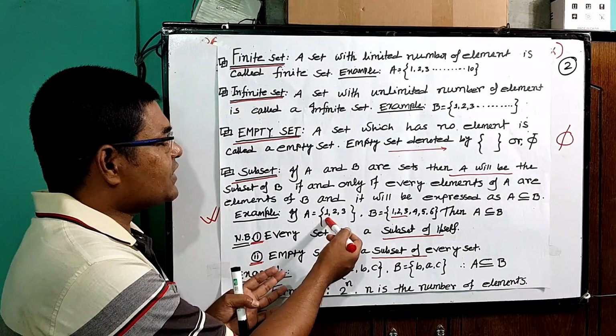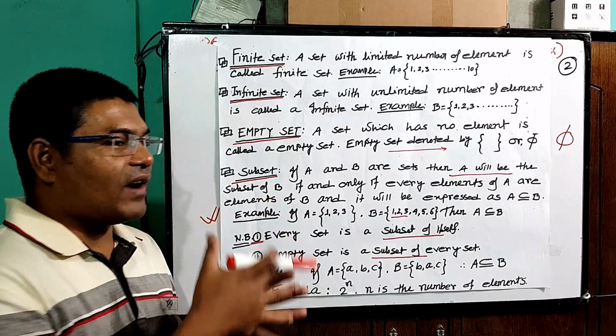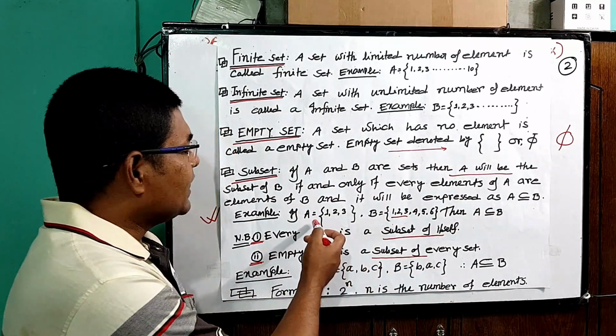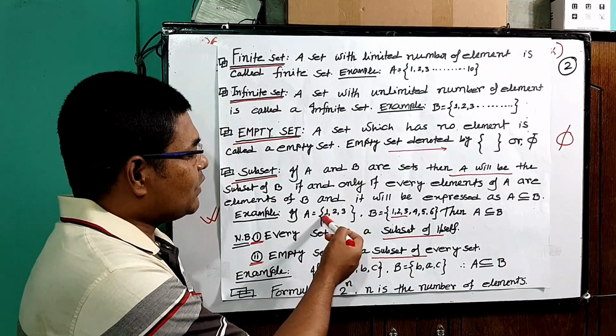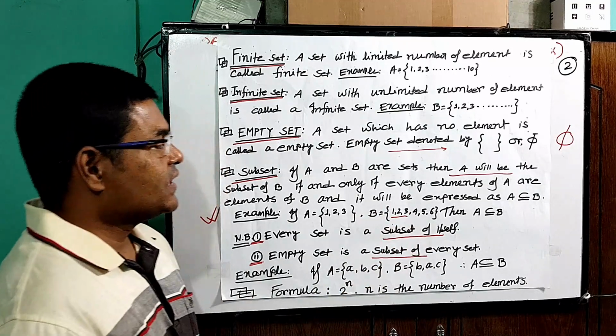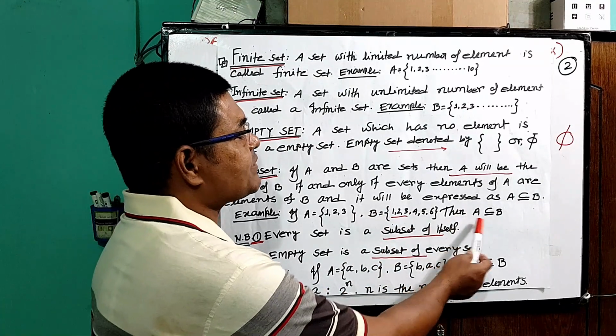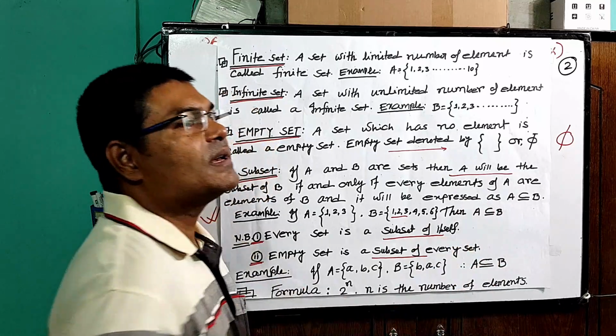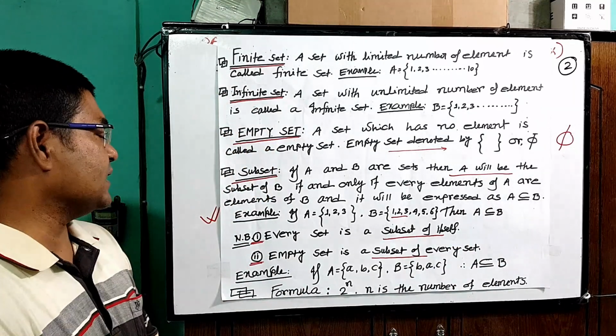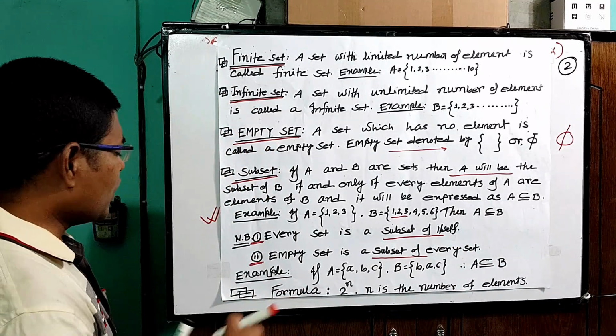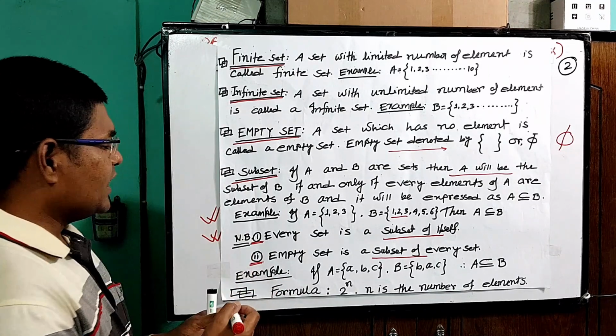If we look in B, we can see A. Here is 1, 2, 3. Here is 1, 2, 3. So A is a subset of B. This is the symbol of subset.